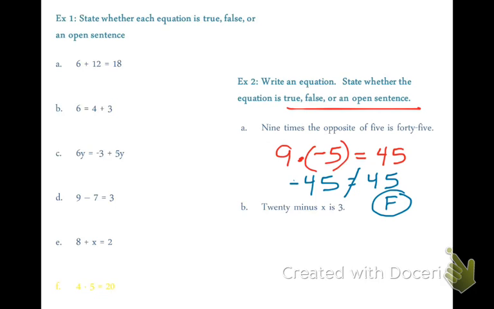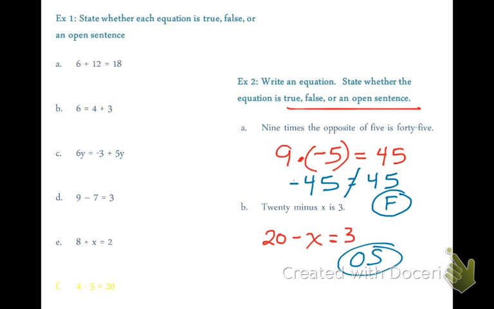All right, let's look at another one. 20 minus x. Remember, it's not more than or less than. It's just a minus sign. So you go 20 minus x, that equals 3. Now, is that a true statement, a false statement, or open statement? Well, it has a variable, so it would be open statement. Open sentence.